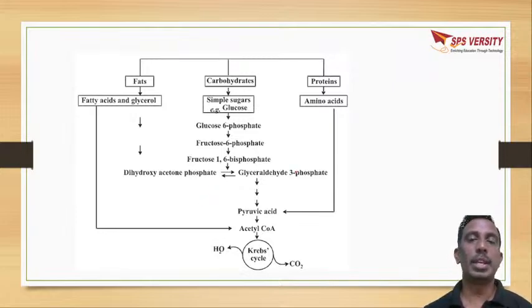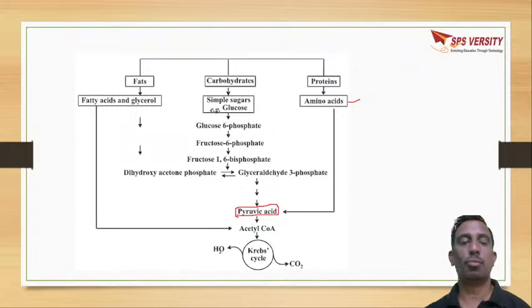If you take proteins, proteins are simplified to amino acids. And these amino acids will form pyruvic acid. Pyruvic acid से शुरू होता है, glycolysis नहीं रहता. So proteins, when involved in respiration, there will be no glycolysis. It will start from only pyruvic acid.